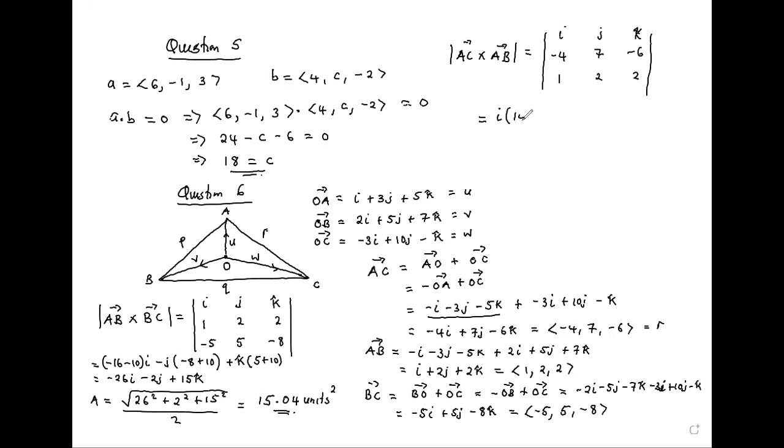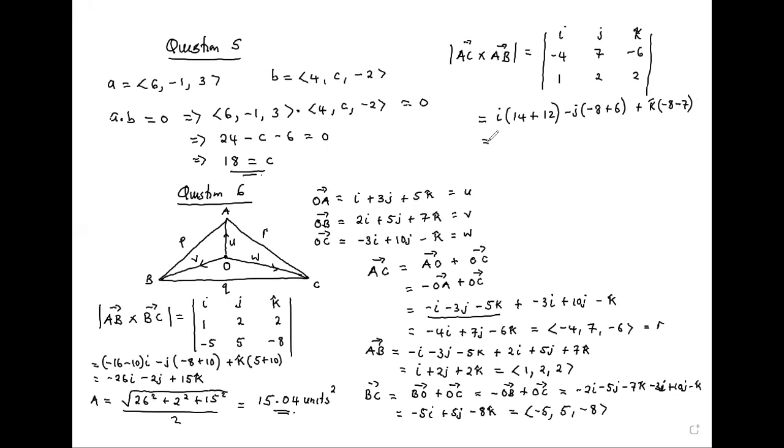14 plus 12, minus J. We're about to end, don't worry. Yeah? -8 plus 6. And then -8 minus 7.